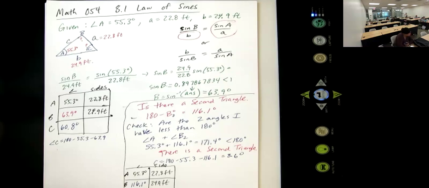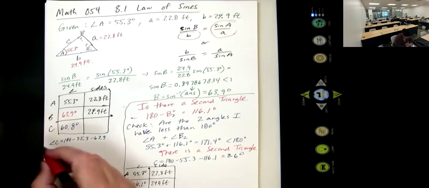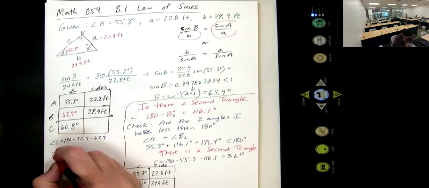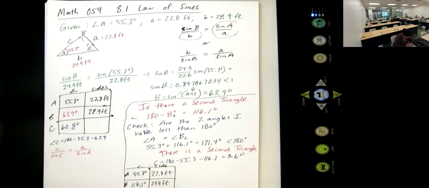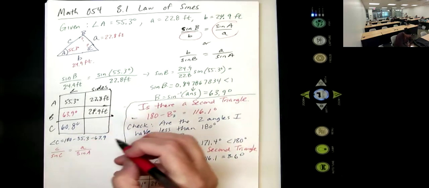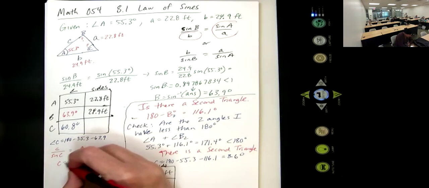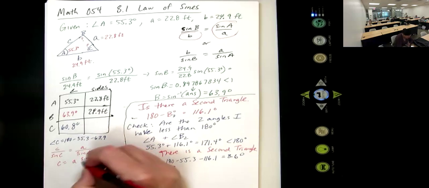And now to find side C, you want to use the one that has all the information with it. A has all the information, B was rounded for the angle. So to find side C, I'm going to go with C over sine C equals A over sine A, and I'm going to do that on both. So C equals A times sine C over sine A.